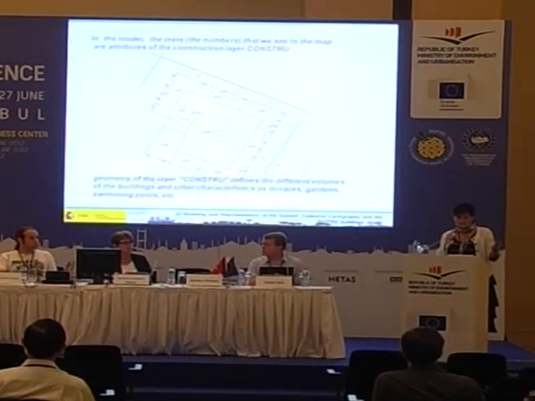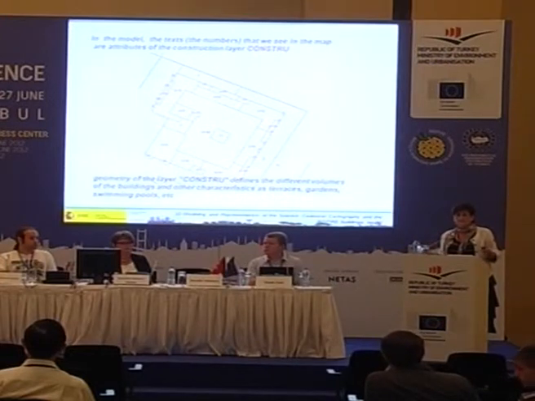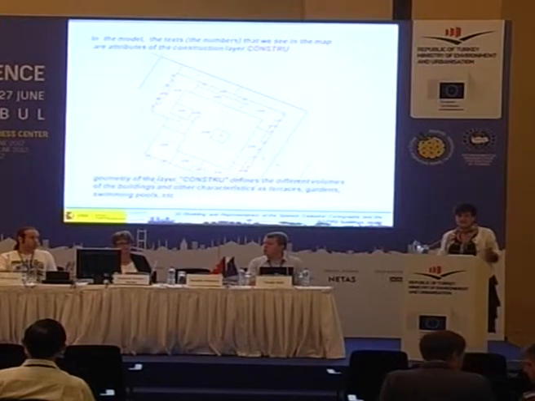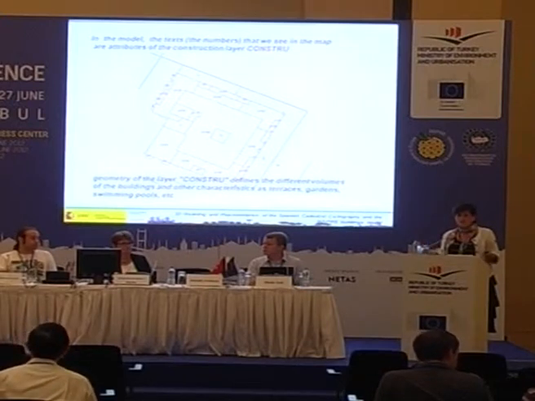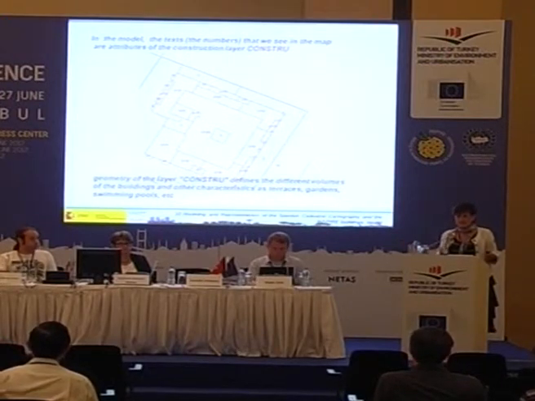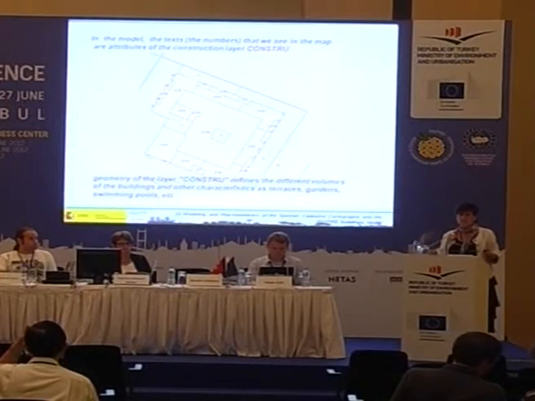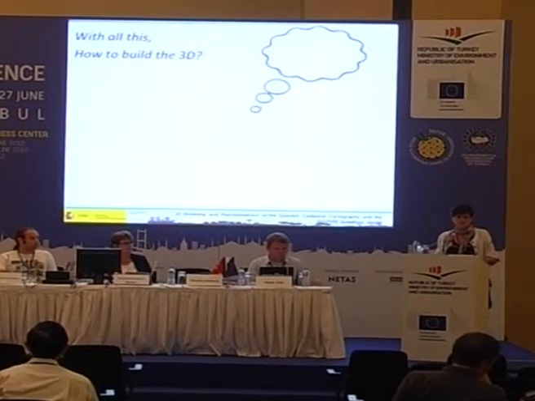Okay. So we base our web map service and the modeling of the 3D cadastre in a layer that has the information of the number of floors in numerals and other information about terraces, gardens, swimming pools, etc. All in one layer. That will be the layer that we will use in the web map service to produce the 3D. And how do we do this 3D?